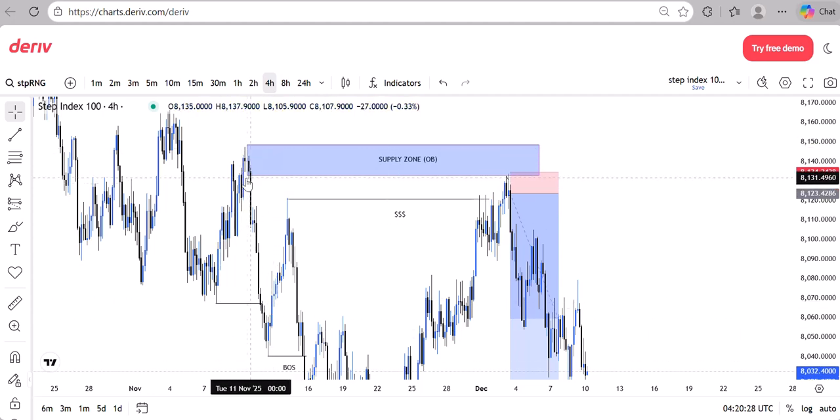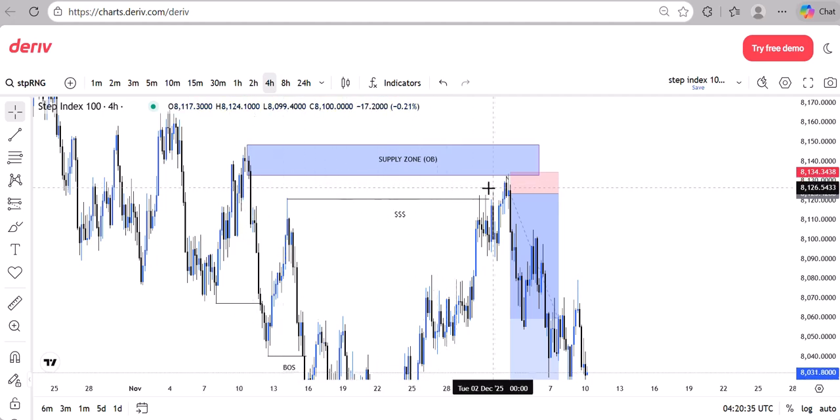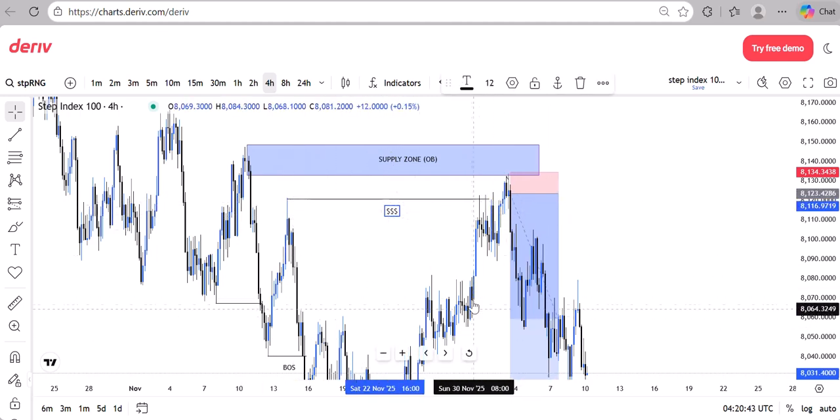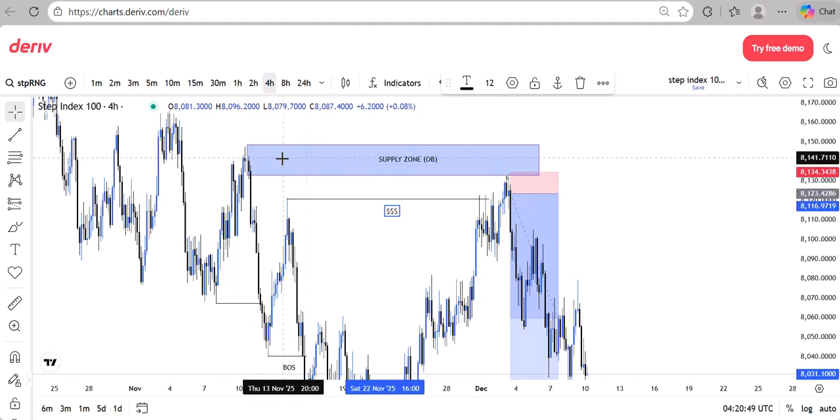After breaking structure, there was a void there, an imbalance or fair value gap. There was a void there, and then there was a low here. There was also a high that was taken out. So price came in and cleared this liquidity. Now this is our supply zone. This is the other block we saw there. Now this is it on our 4 hours time frame.